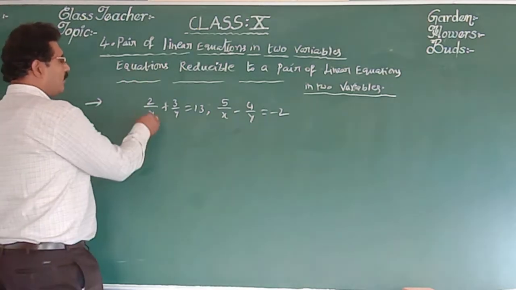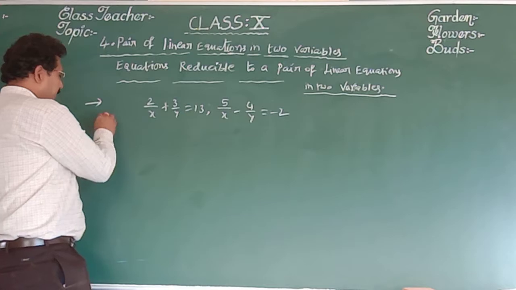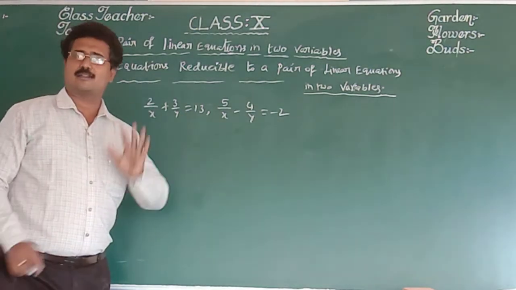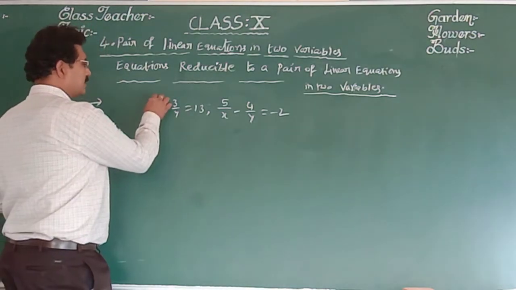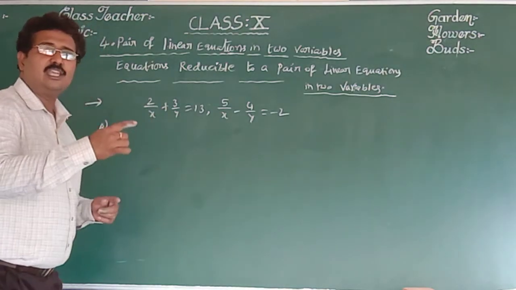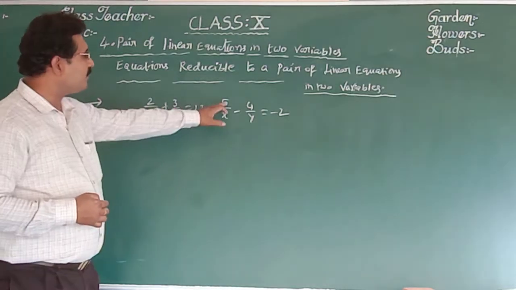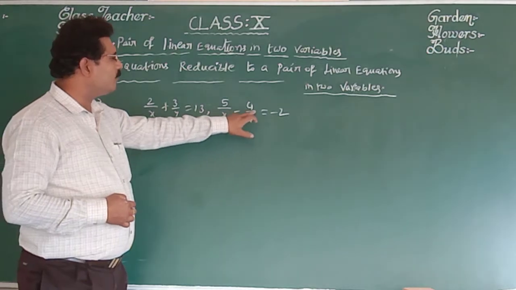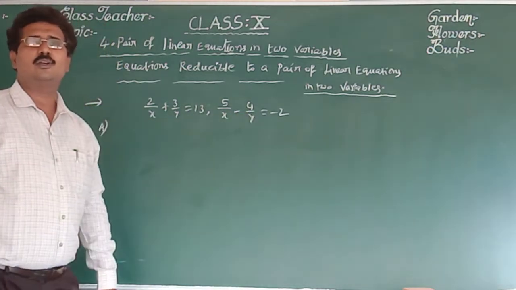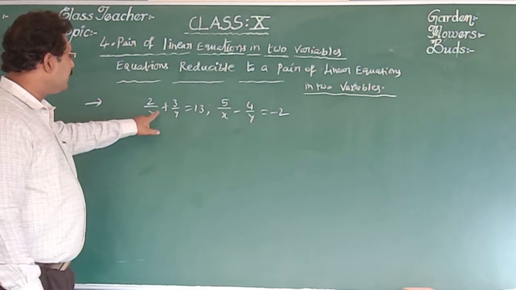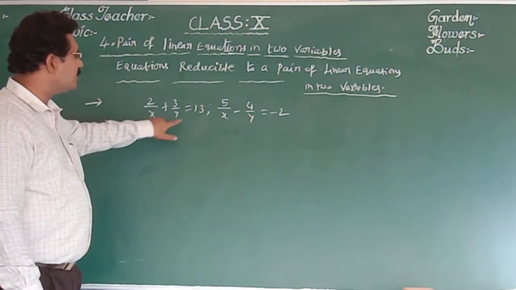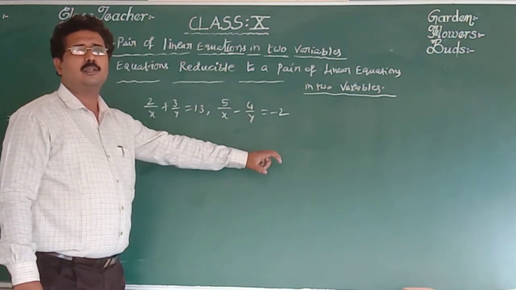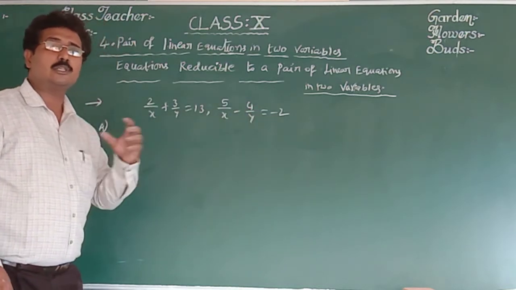What is 2 by x? 2 by x means 2 into 1 by x. What is 3 by y? 3 into 1 by y. What is 5 by x? 5 into 1 by x. What is 4 by y? 4 into 1 by y. Don't take the LCM. If you take the LCM, the RHS becomes 13xy here and minus 2xy here. Again, the problem is a little bit hard to do. So just observe.